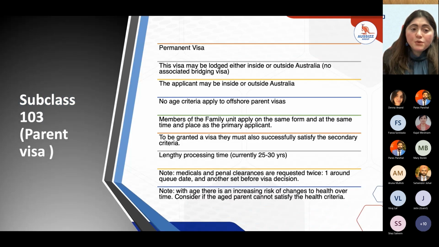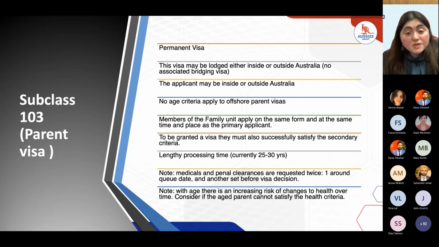All right, now I'm going to be talking about the 103 parent visa. We spoke about 173 and 143. 173 is a temporary, 143 is a permanent visa. 103 is again a permanent visa subclass that you can lodge in or outside Australia. There is no age criteria.